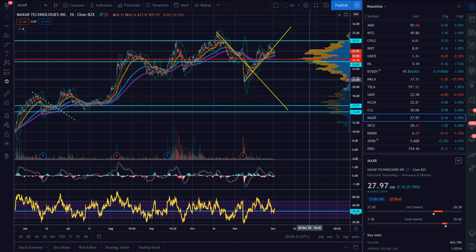What the hell? Buy put. Ooh, it's really cheap. $20 put's really cheap. You know what? Fuck it. I'll buy one $20 put. 35 bucks. Okay, I bought the $20 put.